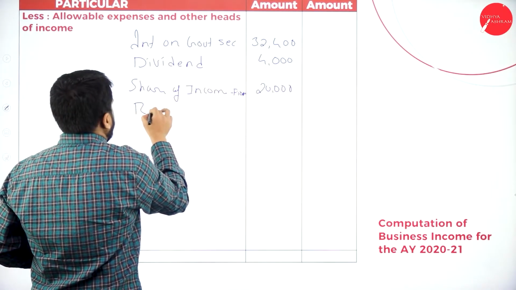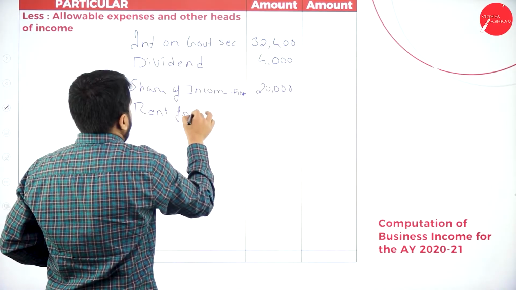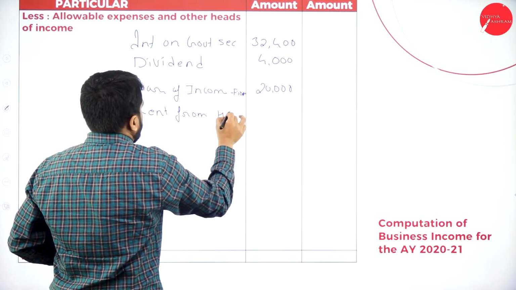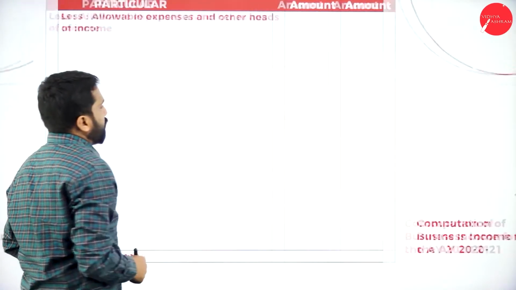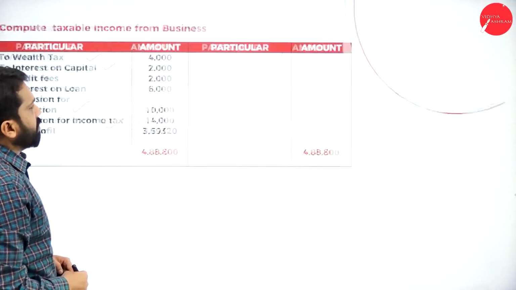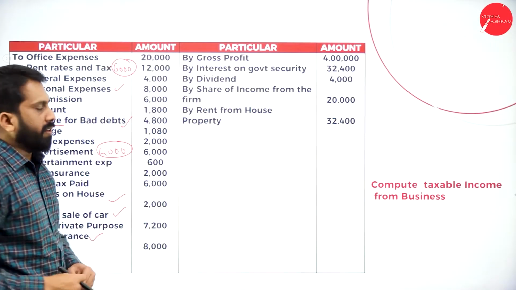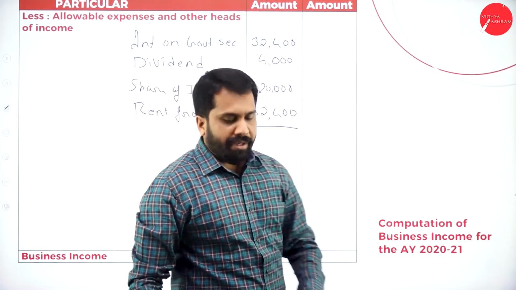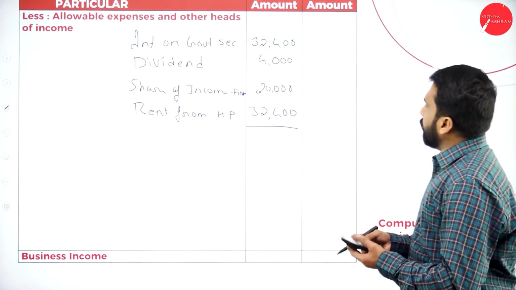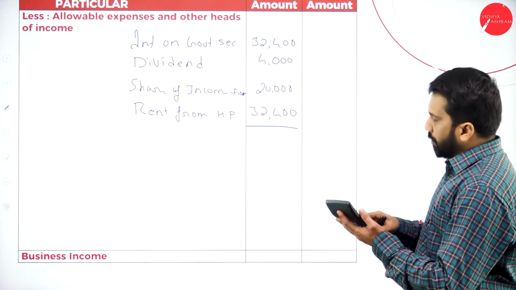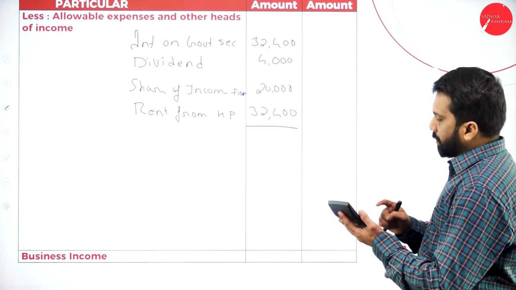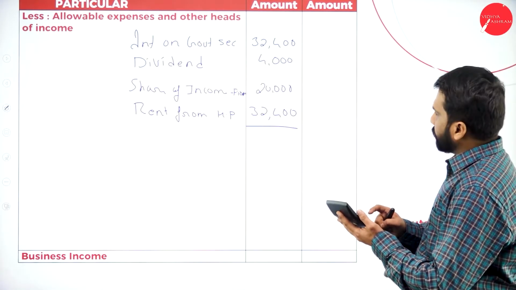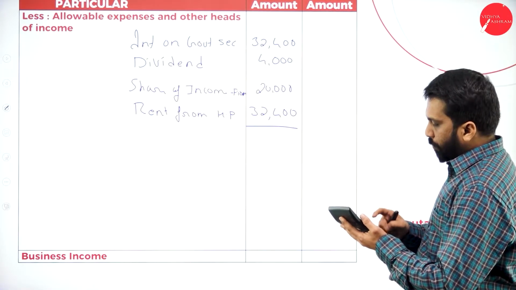Rent from house property, I'll cross check once, is 32,400. So we'll add all your incomes. Now your incomes are 32,400 plus 4,000 plus 20,000 plus 32,400.